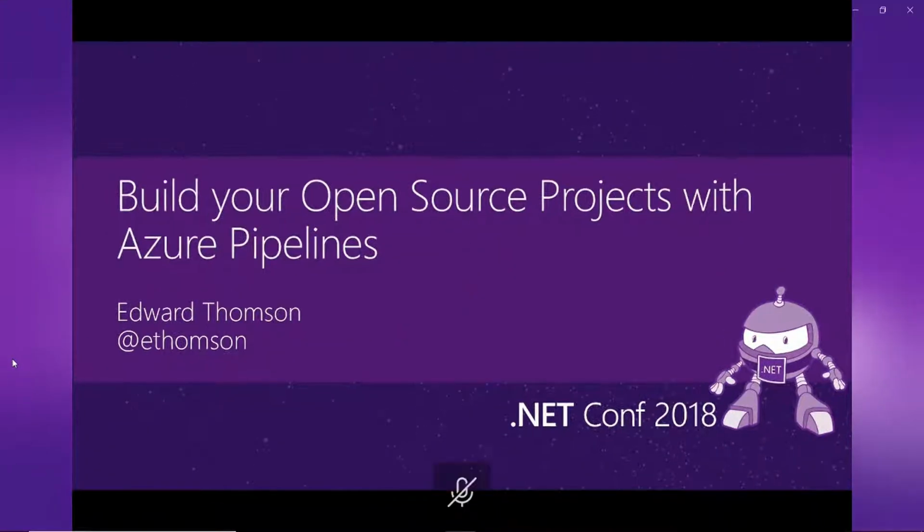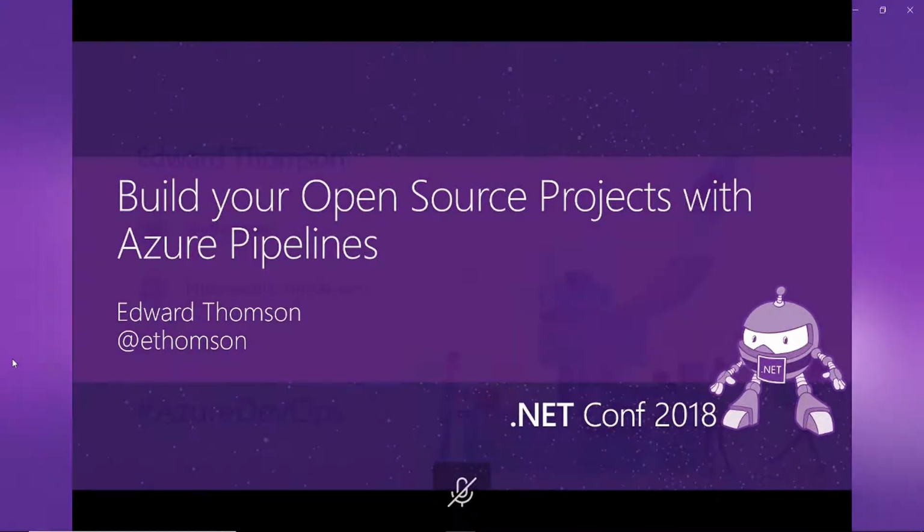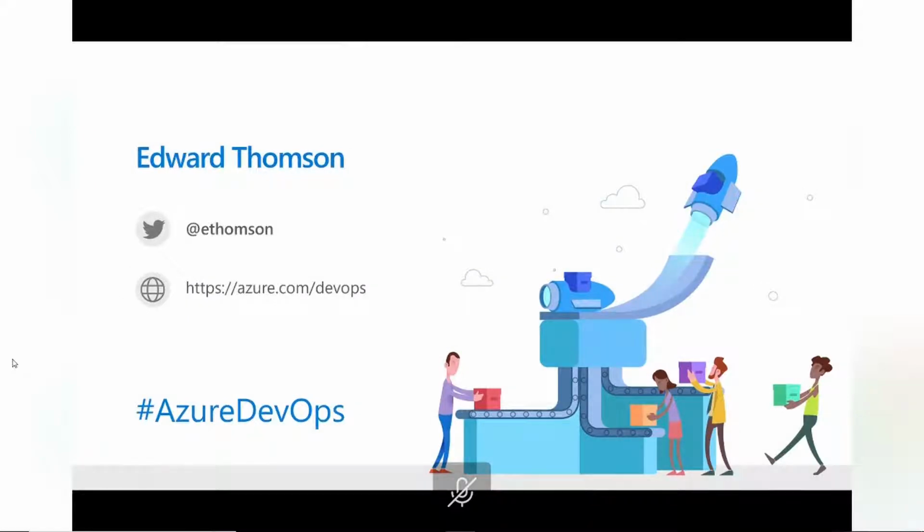Well, let me tell you just a little bit about myself real quick. Again, my name is Edward Thompson. I'm a program manager at Microsoft. I work on the Azure DevOps team, and I focus on two main areas of that product. Azure Repos, which is our Git repository hosting, and Azure Pipelines, which is our continuous integration and continuous delivery platform.